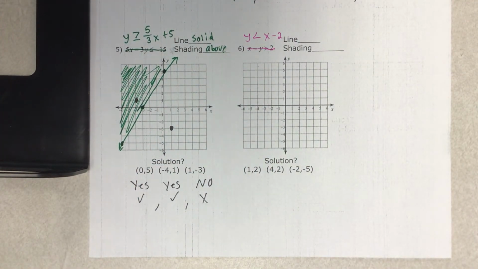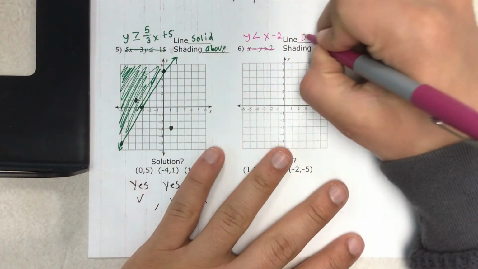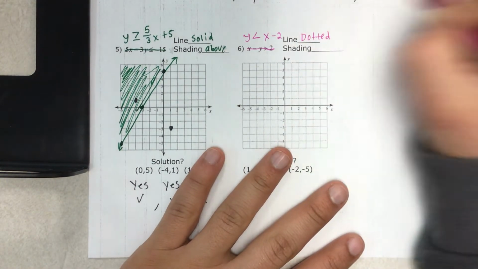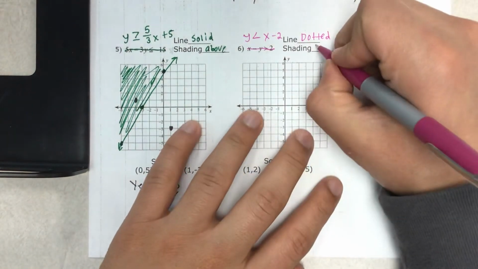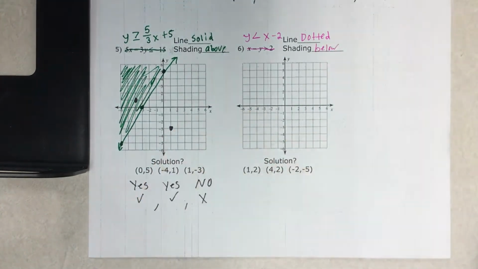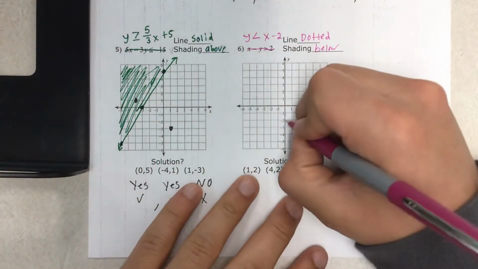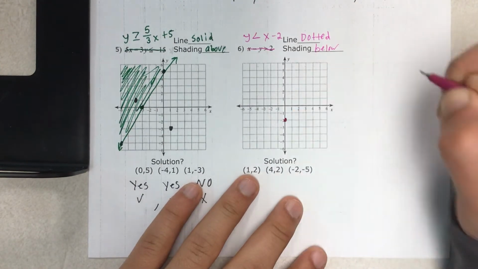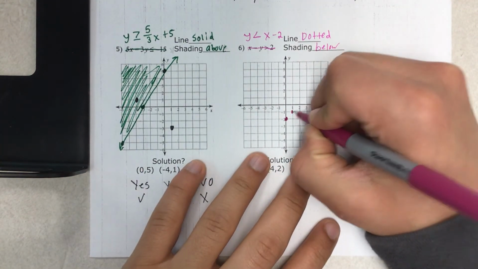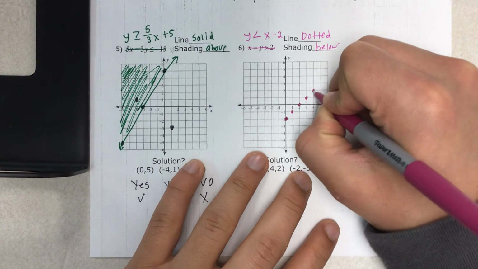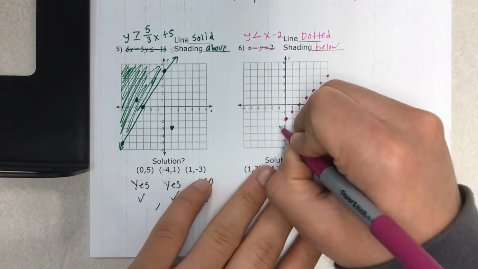The line, since I have an inequality without the equal to, that means it is going to be dotted. And since it's a less than, it's going to be shading below, okay? So we're going to go ahead and graph our y-intercept, which is -2. My slope is 1. Remember, there's an imaginary 1 in front of the x, so I just go up 1 over 1 every single time. So basically just hit all the diagonals. I can do the same thing going back.